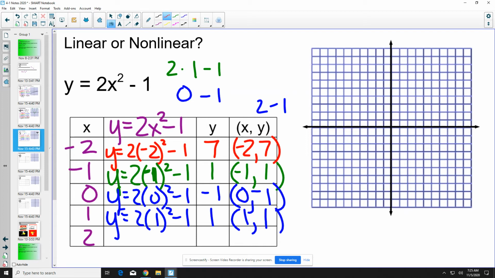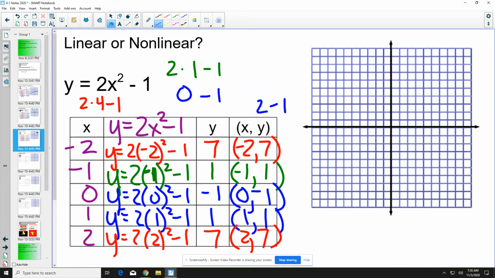Okay, let's do the last one together. Now we're going to put 2 in for x. So we're going to have 2 times 2 squared minus 1. 2 squared is 2 times 2. 2 times 2 is 4. So I'm going to have a 2 times 4 minus 1. 2 times 4 is 8. 8 take away 1 is 7. All right, so another point on my graph is 2, 7.